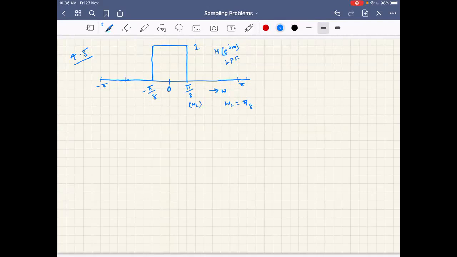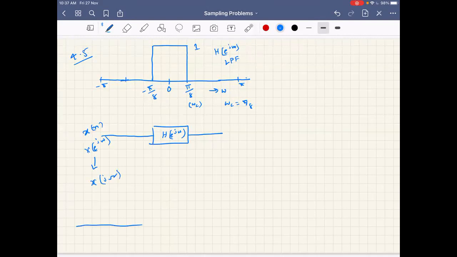Now the question is, xc of t is band limited to 5 Hz. So there is an input signal, and this is a system, some H of e power j omega. For this, the input signal is x of n and X of e power j omega. We don't have information on X of e power j omega. We have only information of X of j omega, the continuous time Fourier transform of this signal.